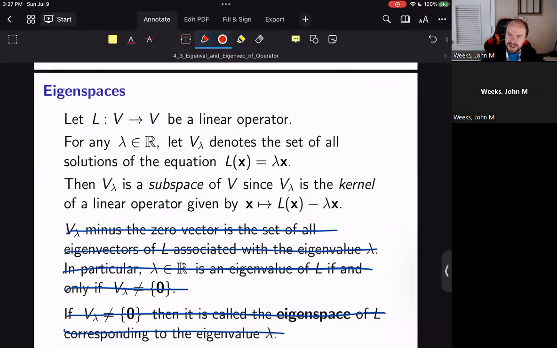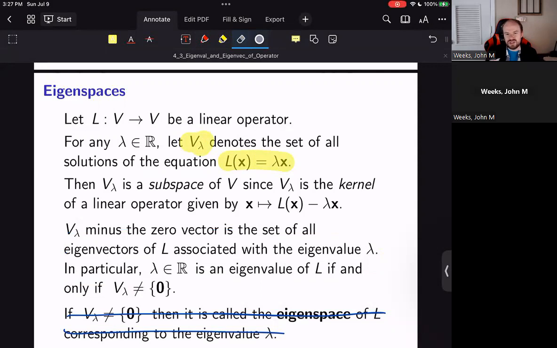And let's specify the set of all solutions to the eigenvalue equation, L of x equals lambda x, to be V sub lambda. V sub lambda is the set of all solutions to this equation. This is the eigenspace that we're about to define, the eigenspace of this operator with respect to the eigenvalue lambda. Of course, we want to make sure that we're not calling something an eigenspace if lambda is not actually an eigenvalue.